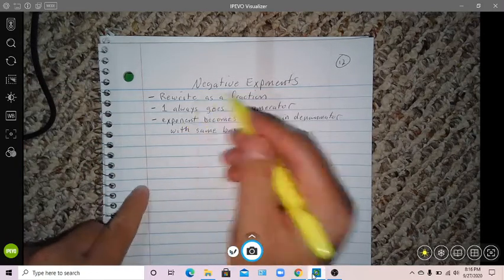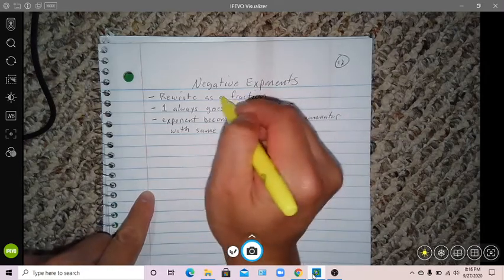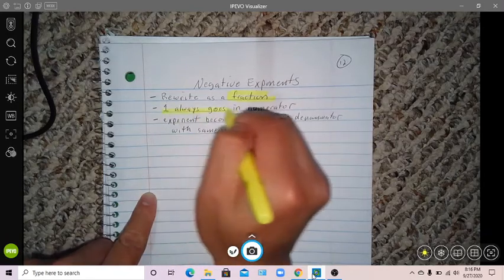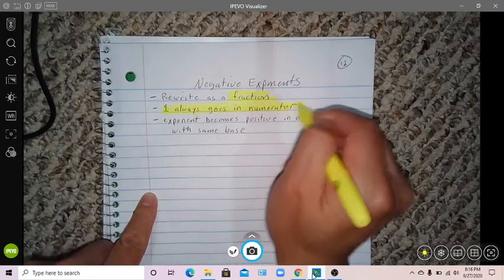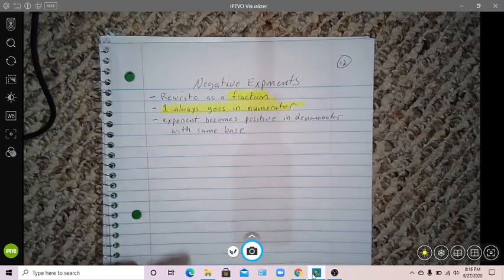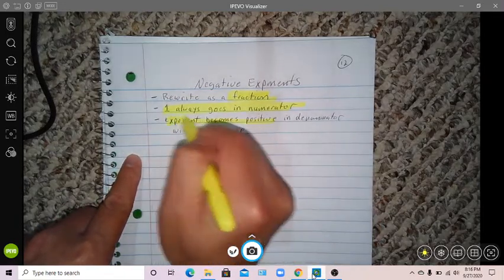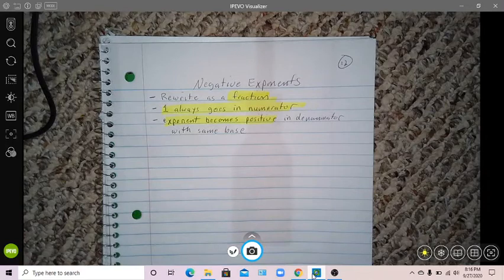Okay, so I'm going to highlight here. You're going to rewrite as a fraction. 1 goes in the numerator. Exponent becomes positive in the denominator with the same base.